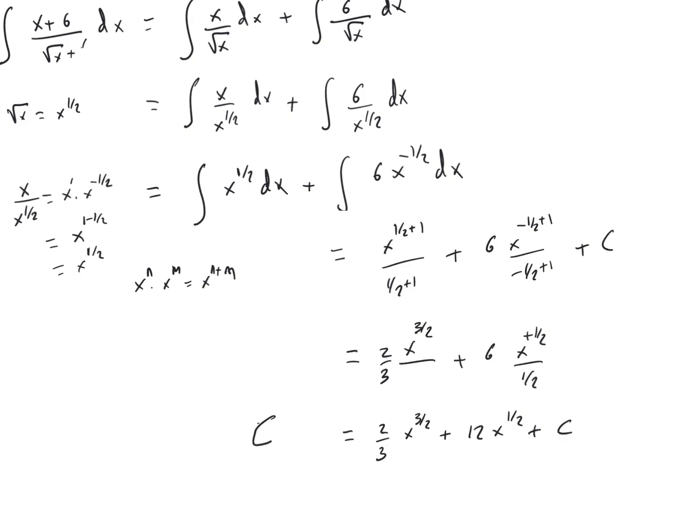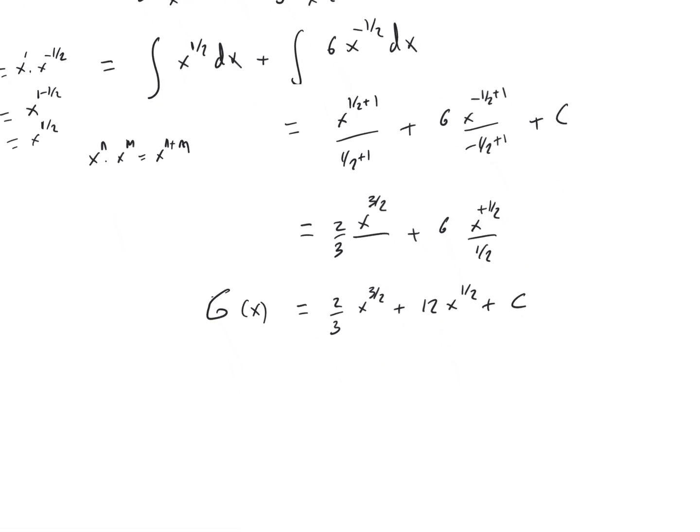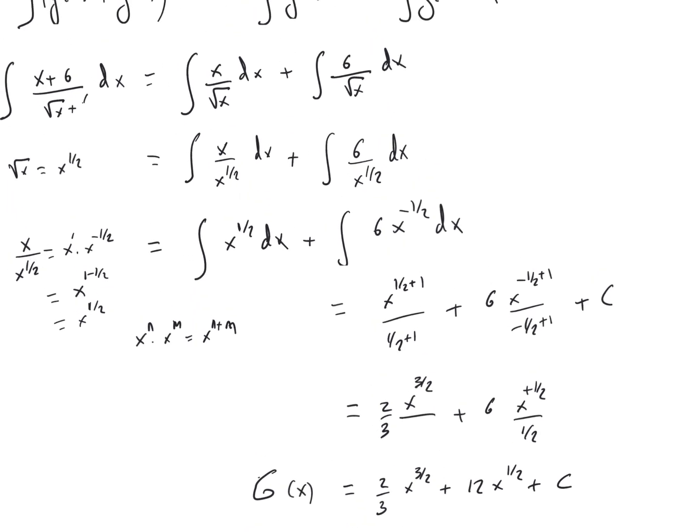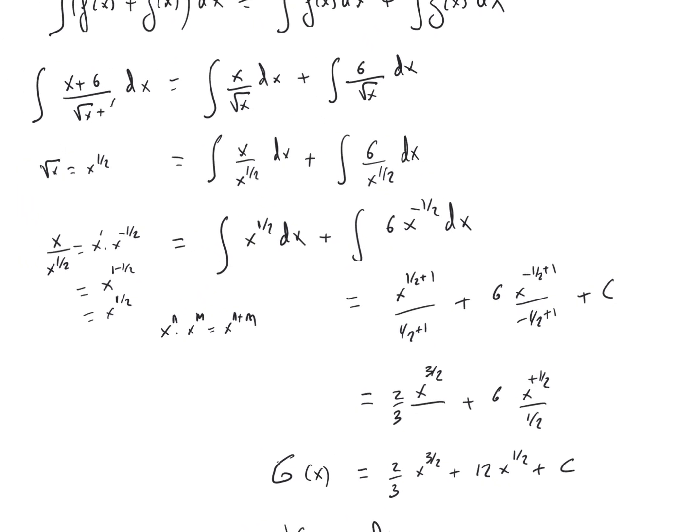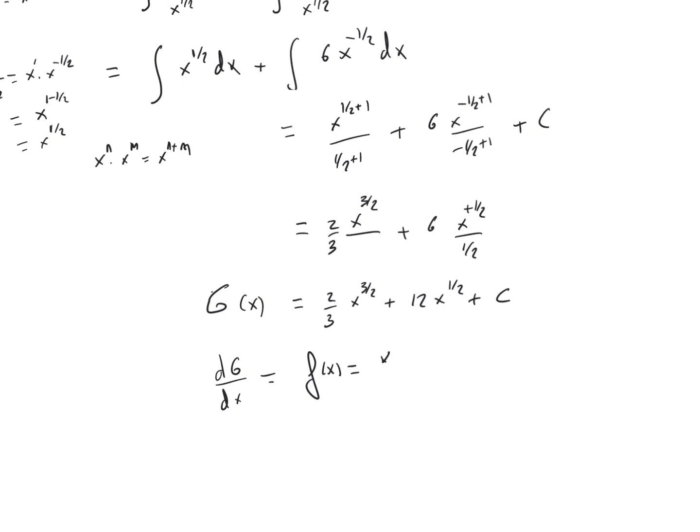So this is the g of x. This is the antiderivative of the function f of x. It's a family of functions. So I can check now. I can take the derivative of g with respect to x, and prove that this is f of x, that this is x plus 6 divided by the square root of x. So I leave you to do it.